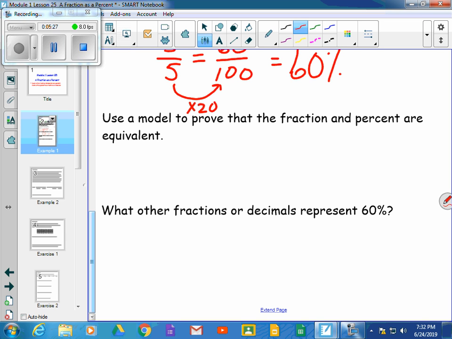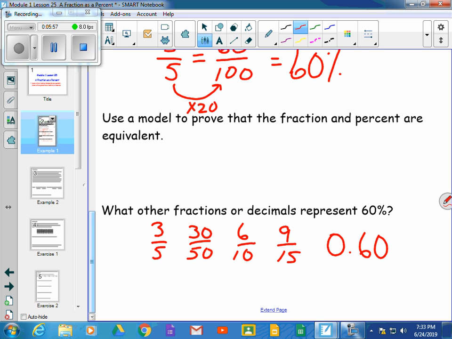And then what other fractions could represent 60%? We already said 3/5. Well, how about 30 out of 50? Or how about 6 out of 10? Or how about 9 out of 15? In order to get an equivalent fraction, you're going to multiply the top and the bottom by the same amount. A decimal might be 0.60 or simply 6/10.